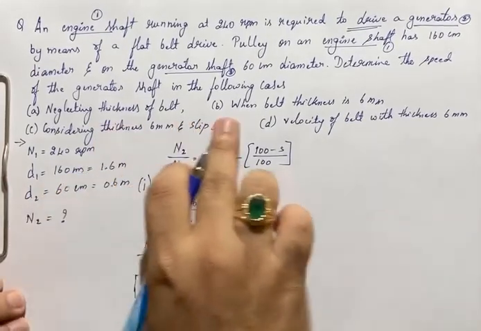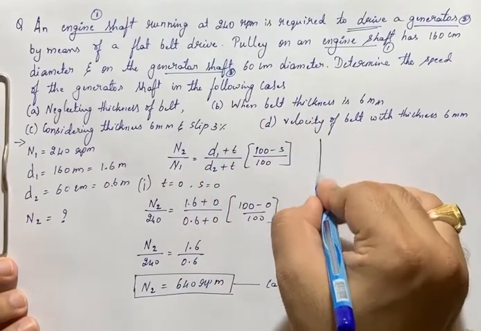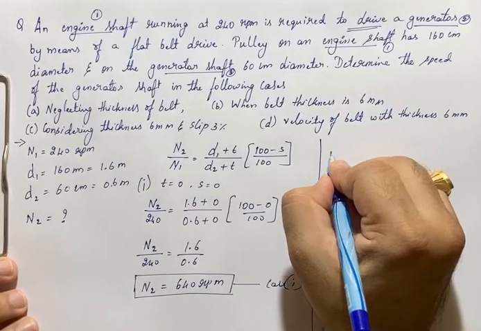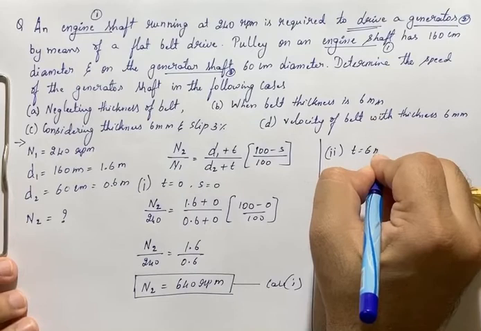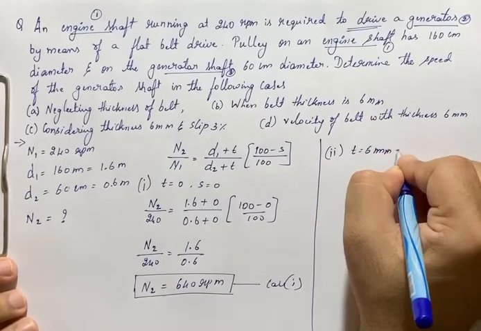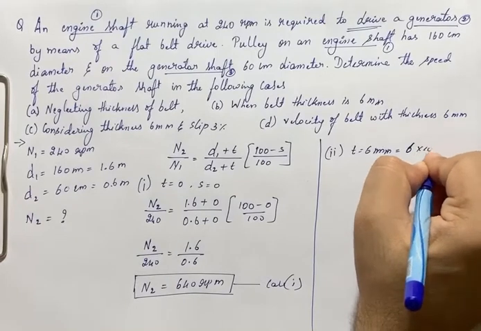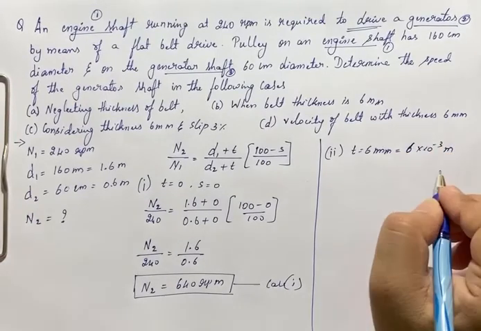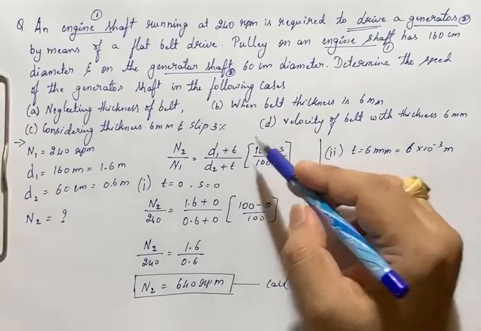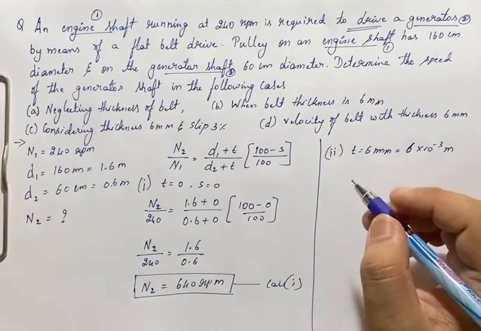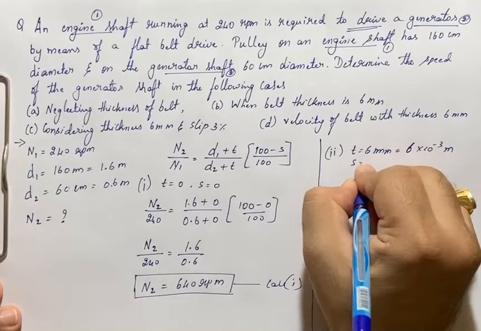In the next case, he has told that the thickness is 6 mm. I'll write it here only. So in the second case, thickness T is equal to 6 mm, which is 6 into 10 raised to minus 3 meter. Why am I writing this in meters? Because in all the cases, everything is in terms of meter itself. And the slip is equal to 0.